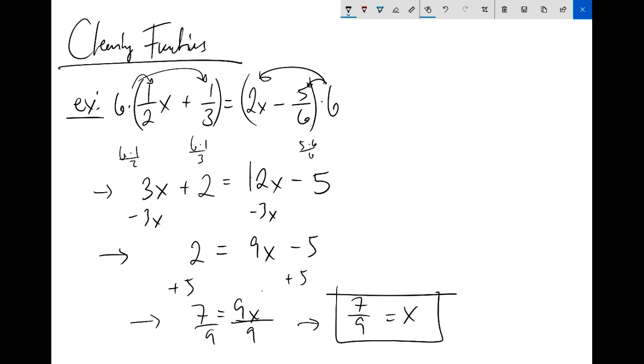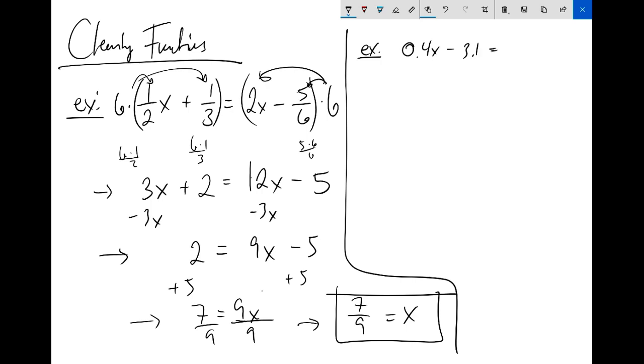Okay. You can actually do something similar with decimals. So I'll write this over here so some of you guys are still there, I think. But if you want to clear decimals, so let's say you had 0.4x minus 3.1 equals, say, 0.6x or something like that. I don't know. Now let's say 0.5x. Just for the sake of this.